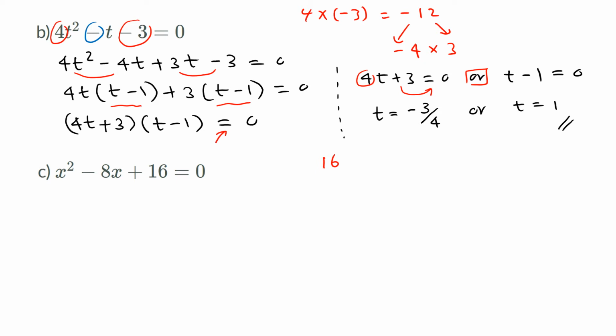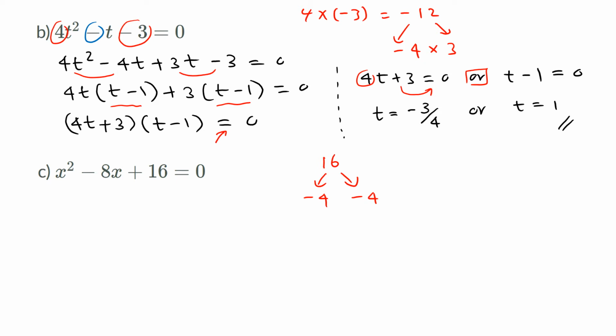When you multiply, you get 16. When you add, you get negative 4. You can see those two numbers are negative 4 and negative 4. When you multiply, you get 16, and when you add, you get negative 8. Since you know those two numbers, you can directly write the factors here.